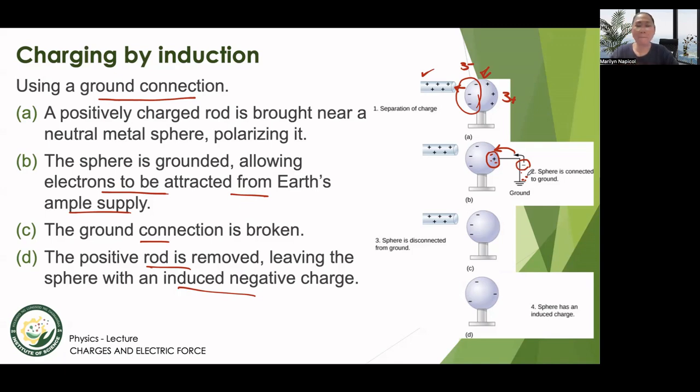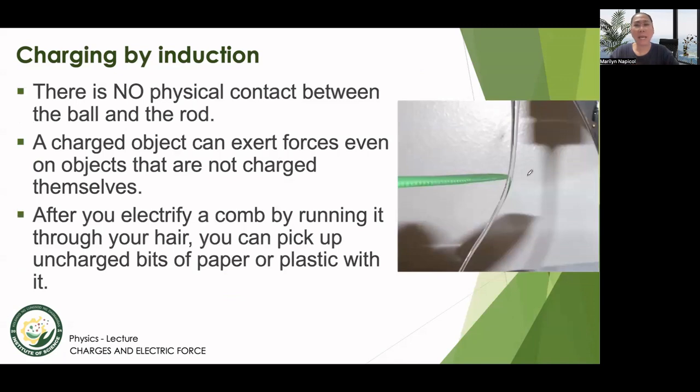ground wire. Okay? So in this case, what happens by charging by induction is that there is no physical contact between the ball and the rod, just like what you have seen. And the charged object can exert forces even on objects that are not charged themselves. Okay, so this is true. Once na meron tayong charged object, kapag nilapit mo siya sa isang object na hindi naman siya charged, or neutral yung kanyang charge, ang mangyayari is nag-exert siya ng force doon.